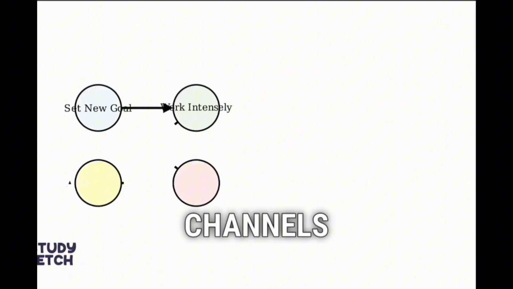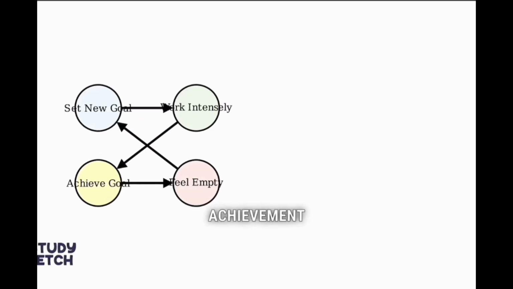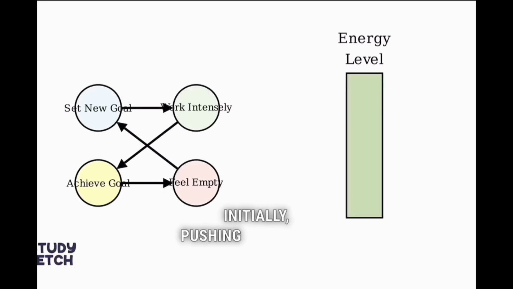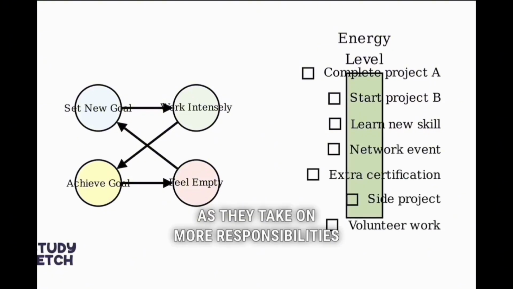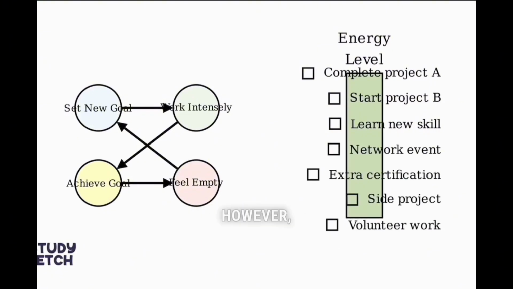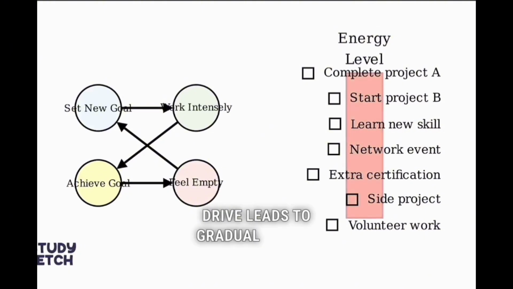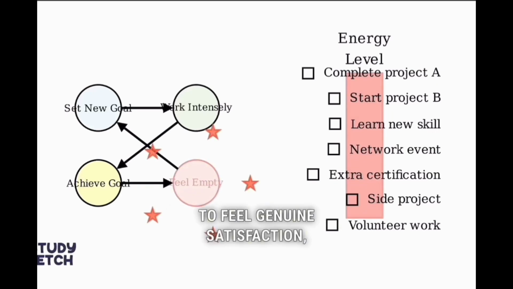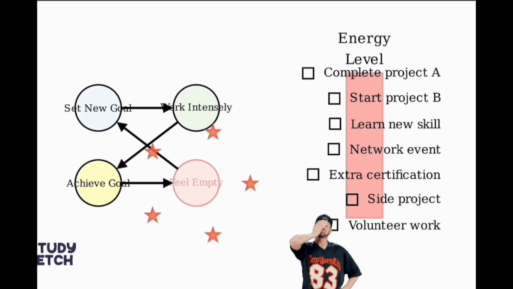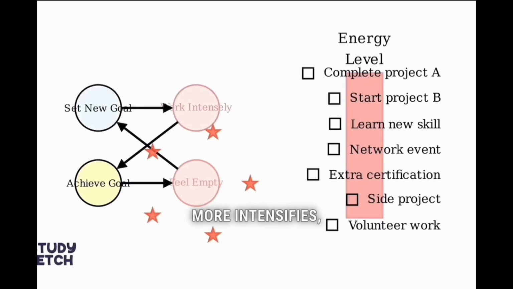The driven engineer channels internal pressure into constant achievement and work. They maintain high energy levels initially, pushing themselves to achieve more and more. Their to-do list constantly expands as they take on more responsibilities and set new goals. However, this constant drive leads to gradual energy depletion and potential burnout. Despite achievements, they struggle to feel genuine satisfaction, leading to stress and exhaustion. The internal pressure to achieve more intensifies, creating a self-perpetuating cycle.